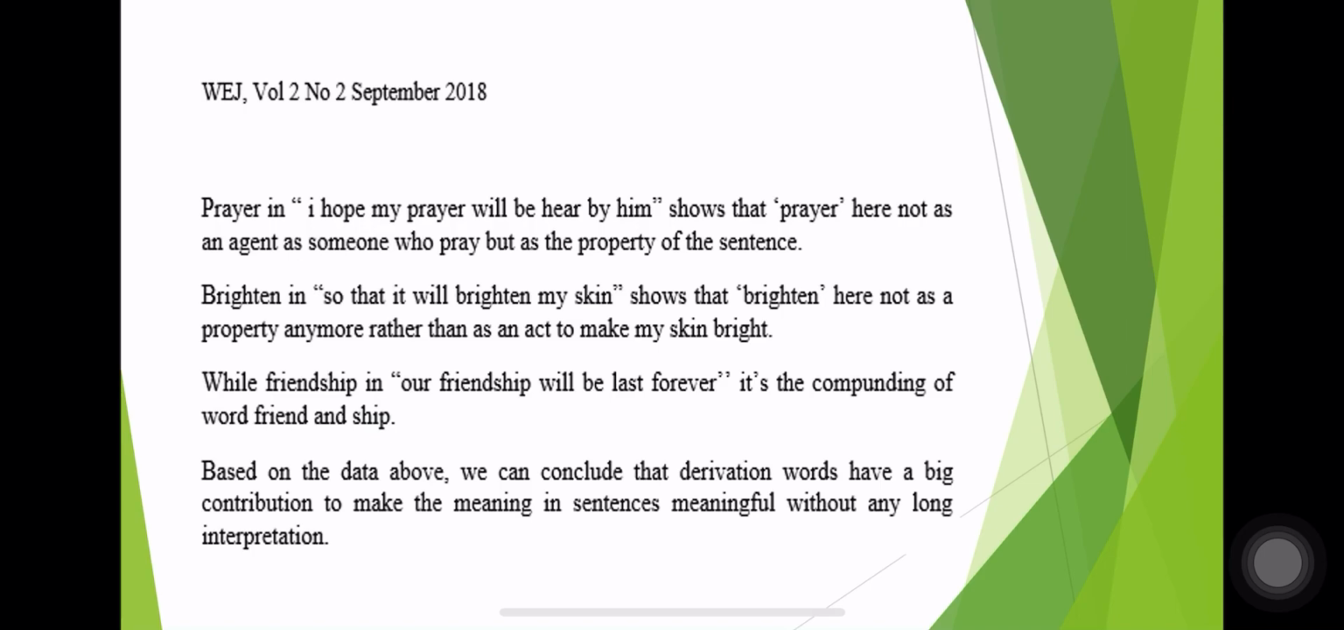In "I hope my prayer will be heard by him," the word prayer here is not an agent, someone who prays, but the property of the sentence. In "so that it will brighten my skin," brighten here is not a property anymore, but an act to make my skin bright. In "our friendship will last forever," it is the combining of the words friend and ship. Based on the data above, we can conclude that derivation words contribute greatly to making sentences meaningful without any long interpretation.